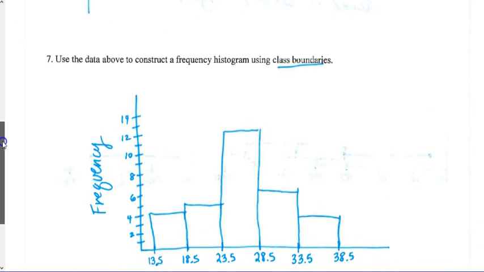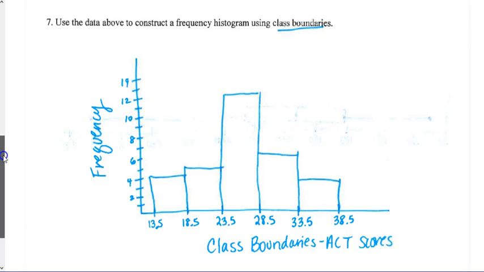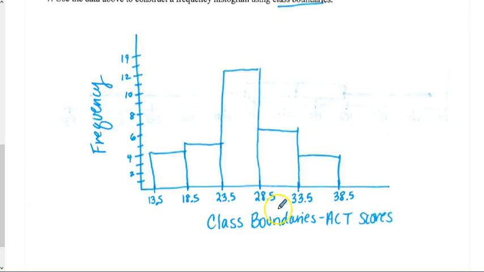Use the same data above to make a histogram. Use the same class boundaries, okay, if you want to. This one's slightly a little bit different, 13.5 up to 38.5. But you get the same idea. Here's your 4, here's your 5.